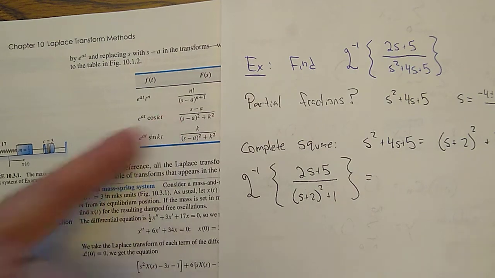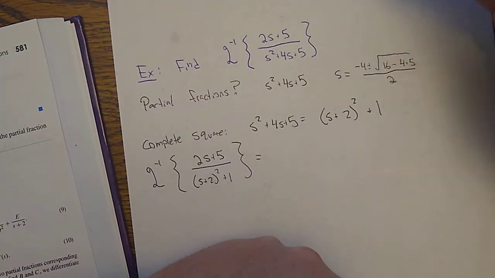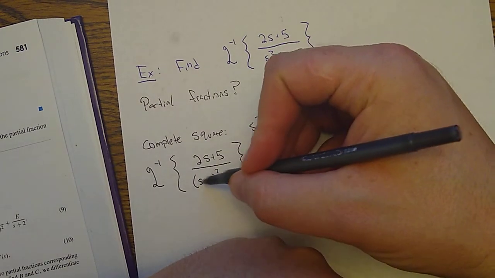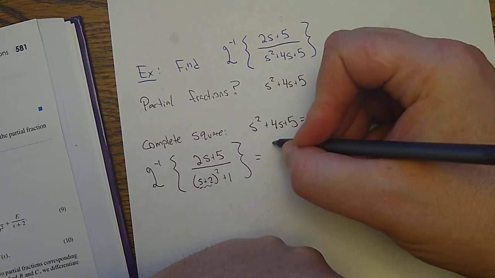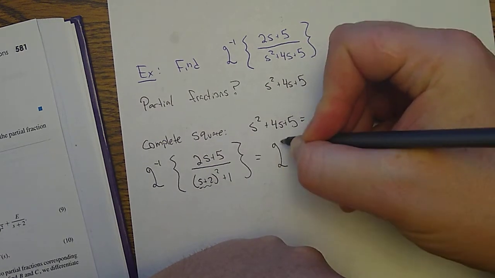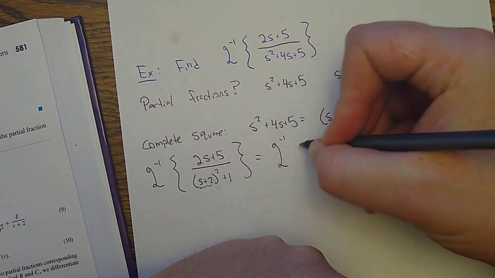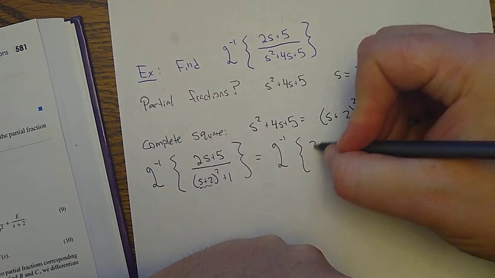So I like that. So here's what I want to do. If I have s plus 2 in here, I would like all my s's to be appearing in s plus 2's. So what do I mean?